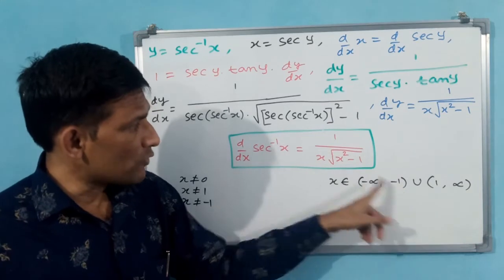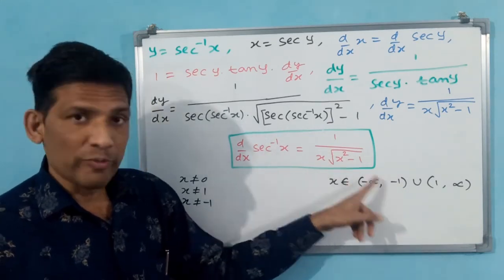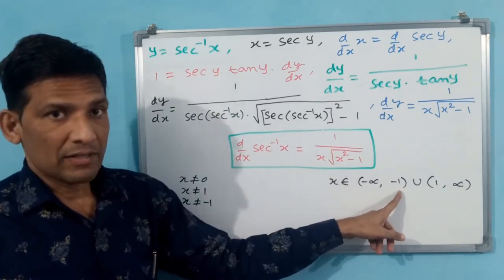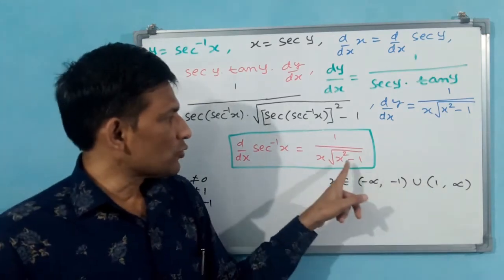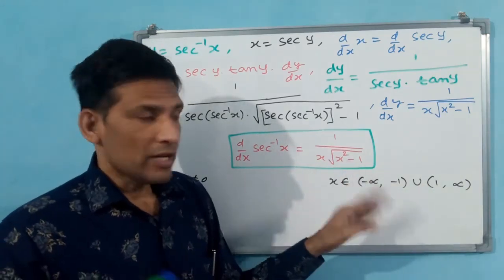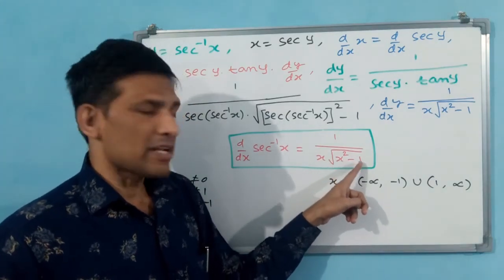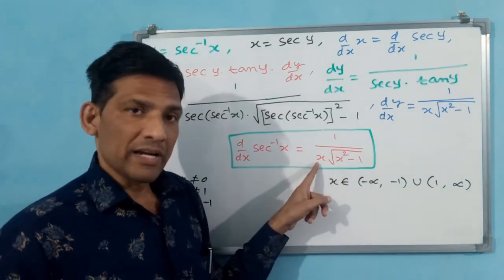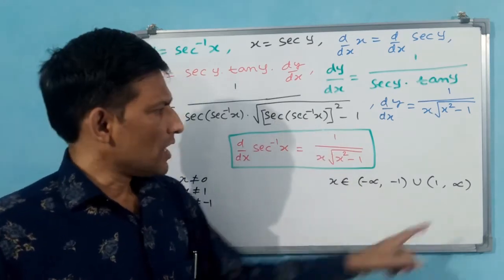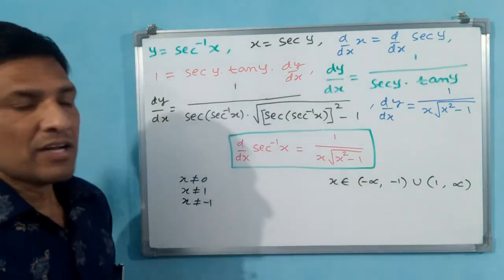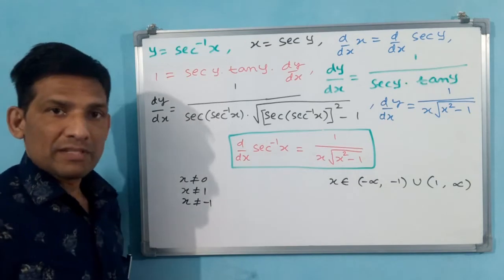But -1 you should not give. If you give -1, automatically it is going to become 0. That is why open interval, not closed interval. 1 also you should not give. 1 gives 0. Okay. Greater than 1 you can give. If you give 2, 2 square 4 minus 1, 3 will come. Here also 2 is there. Defined up to infinity. Okay. This is the domain for this secant inverse x.